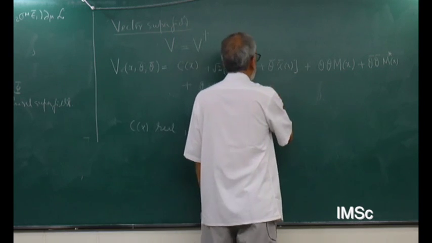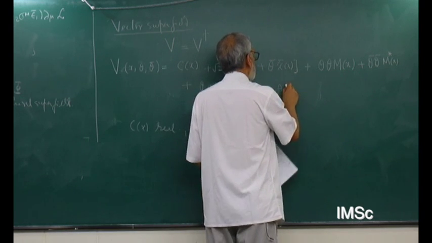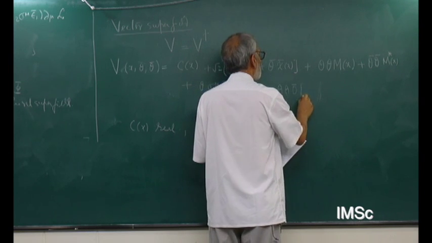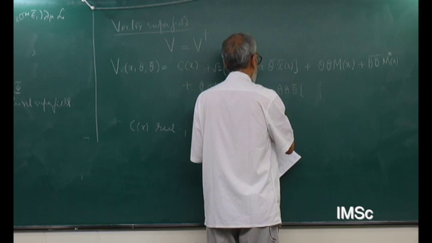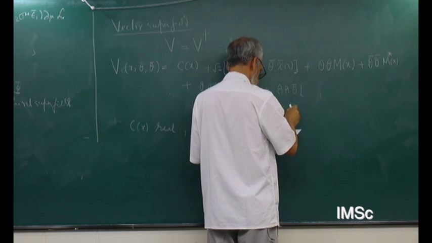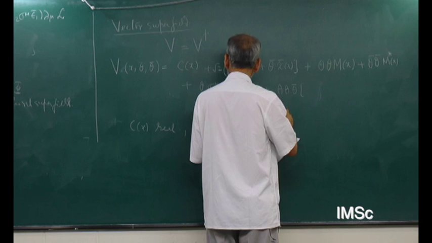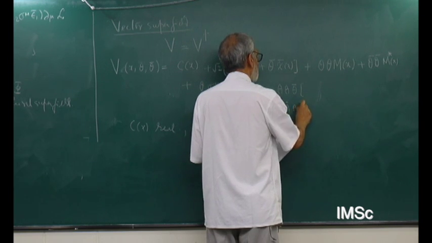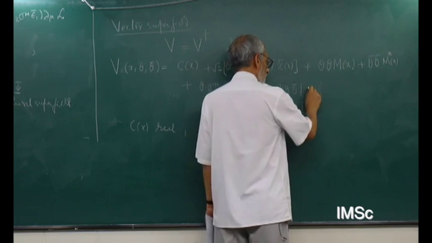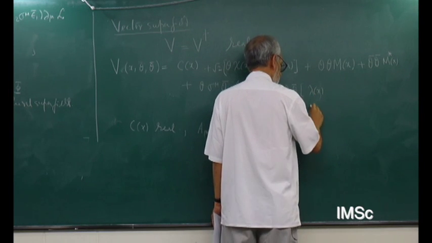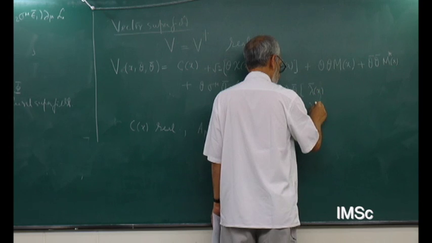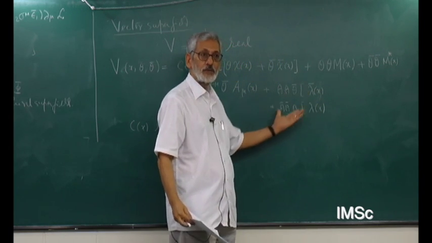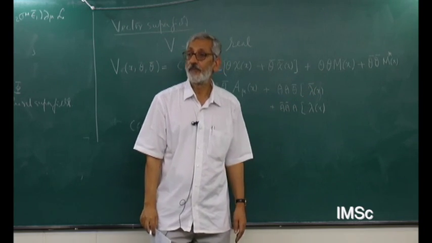Then I could add 3 theta term, theta theta, theta bar, and theta bar, theta, and multiplied by lambda of x and lambda bar of x and lambda of x. They are each other's conjugate.